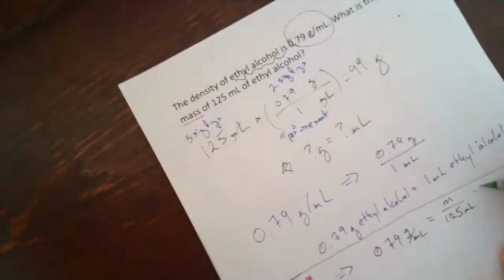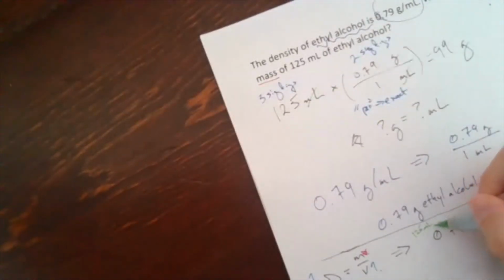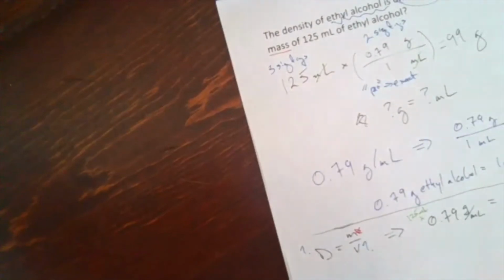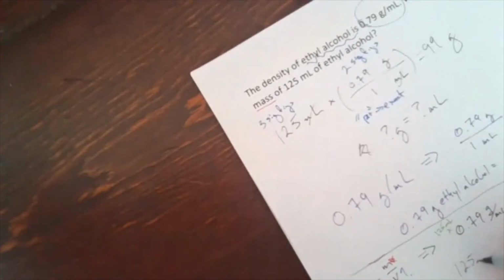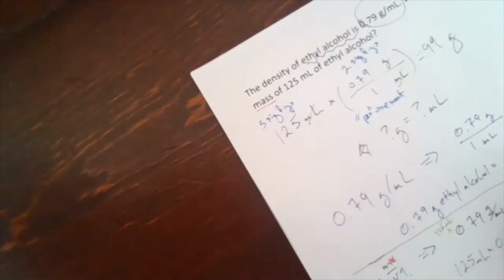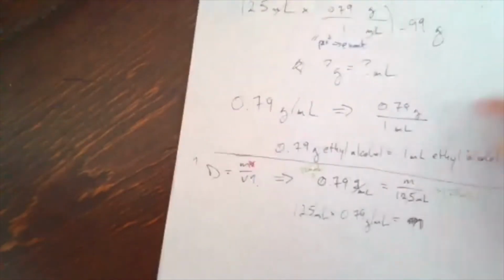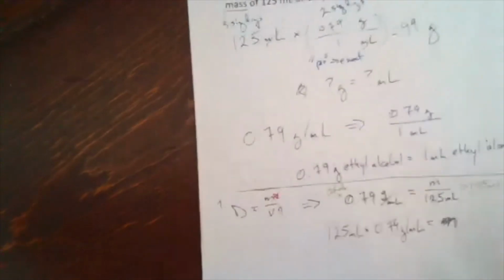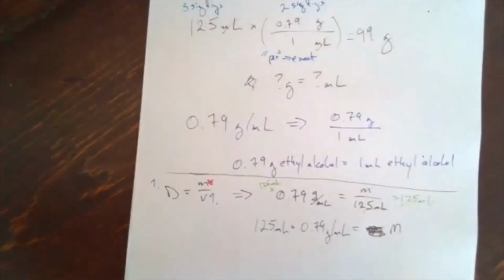So what I can do is multiply both sides by that 125 milliliters. These cancel. And I'm left with 125 milliliters times 0.79 grams per milliliter is equal to my mass.